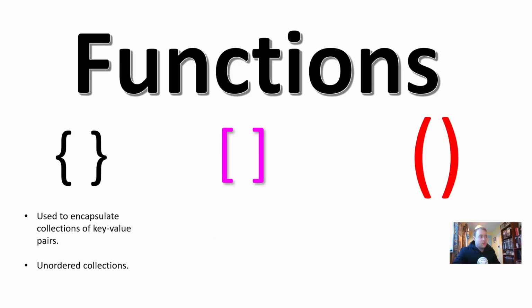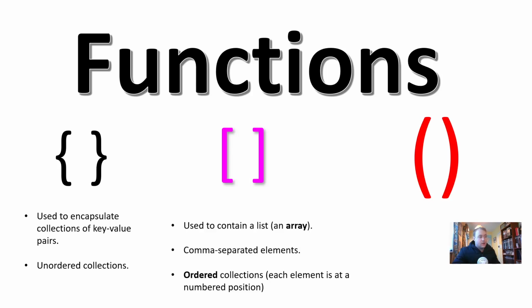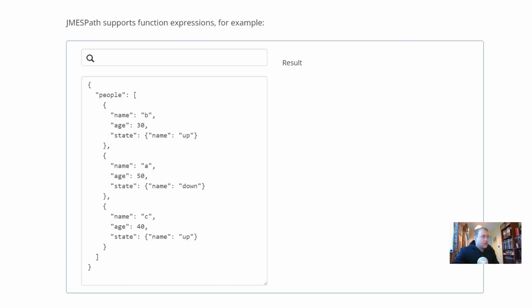So first of all, functions. We use curly brackets for collections of key value pairs, unordered collections. We use square brackets for arrays, and it's rounded brackets that get used for containing the arguments of a function. So we have the function on the outside, to the left of the rounded brackets. So for function expressions, we might have length and then people in the rounded brackets. And if we've got a people array here, which we do, it's got 3 objects in it.